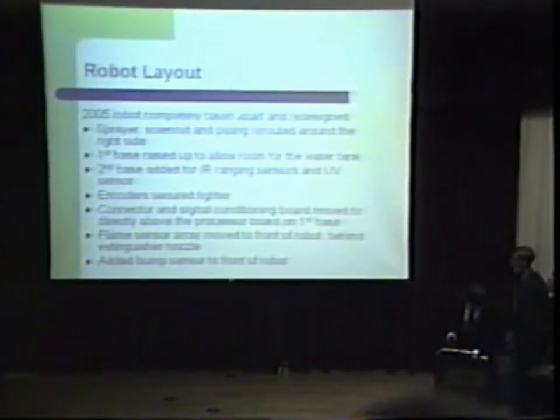The first base, which was where we had our sensors, was basically a plexiglass base. It was raised up to allow more room for the water tank. The second base, which was our second floor of sensors, was added for IR ranging sensors and the UV sensor. The encoders were secured tighter along the axle. Last year they did a very poor job of that.